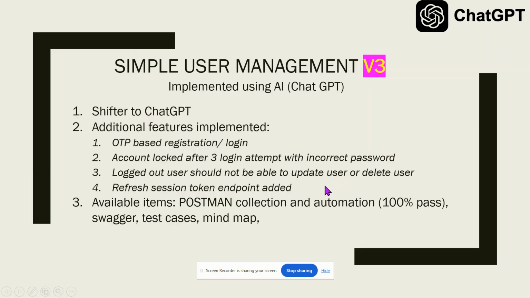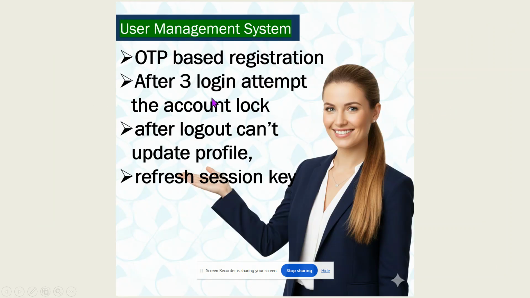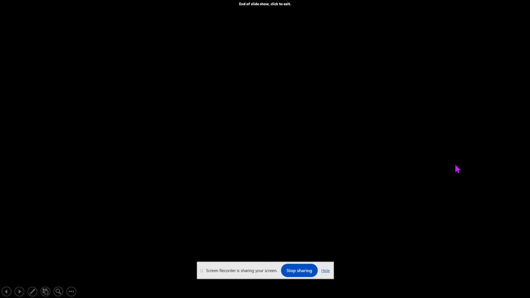In case the user is inactive for more than a specified time, the front end will have to get the token again. That is why this API is enabled. And as usual, the Postman collection automation passes 100%, along with the Swagger document, test cases and mind map. All of this is generated by ChatGPT prompts, or AI. So let's get started.